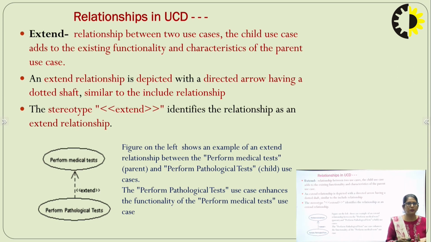An extend relationship is depicted with a directed arrow, a dashed arrow, basically again dotted, similar to the include relationship. And the stereotype which we need to mention is extend here. See here, for performing the medical test, it says it might be required to perform the pathological tests. It is extending the functionality of medical test. It is not required. It is an add-on. If you do not go to performing the pathological test, then the normal medical test will perform fine. So here perform medical test is the parent use case, whereas the pathological test is the child use case. So the child use case is extending the functionality of the parent one.